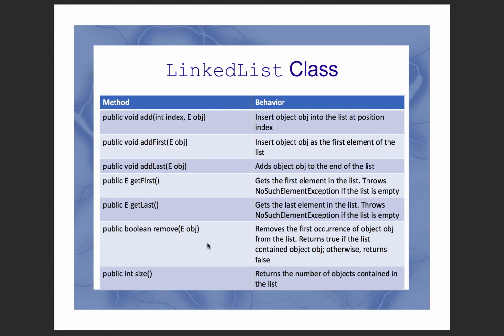And the remove method means you have some object, you find that object, then remove that node. For example, you have 5 nodes containing A, B, C, D, E, and you want to delete D. You have to start from the starting node, the head, then traverse the nodes until you find D. When you find D, you remove that node and make a link from C to E. Then size basically gives how many nodes you have in the linked list.